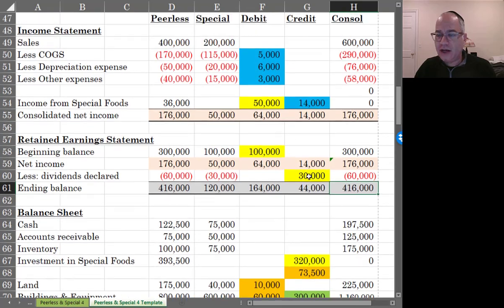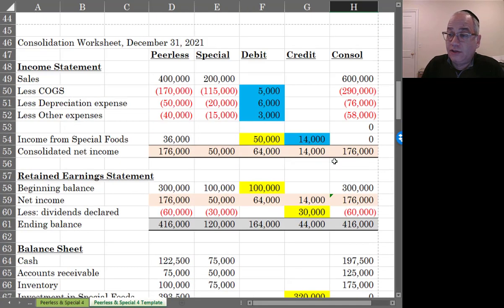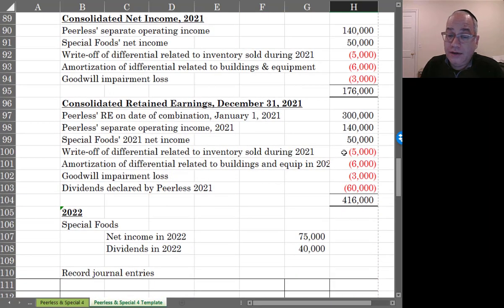So let's just look at this net income of $176,000 for a minute and see how we got it. We had separate income for Peerless of $140,000. Special's net income was $50,000. We had the write-off of the inventory of $5,000. We have the amortization of the additional depreciation on the building, the $60,000 write-up divided by 10 is 6,000, and we had the goodwill impairment loss of 3,000. So that would give us consolidated net income of $176,000, which is exactly what we have there.